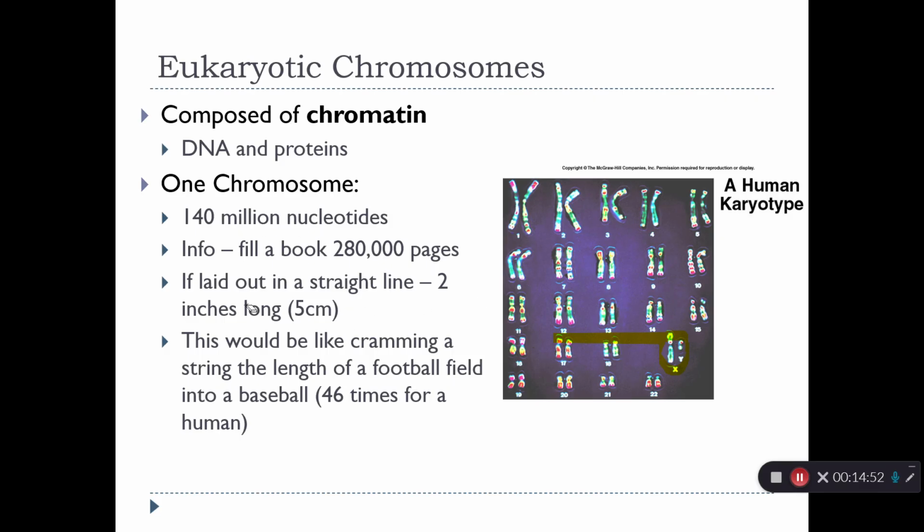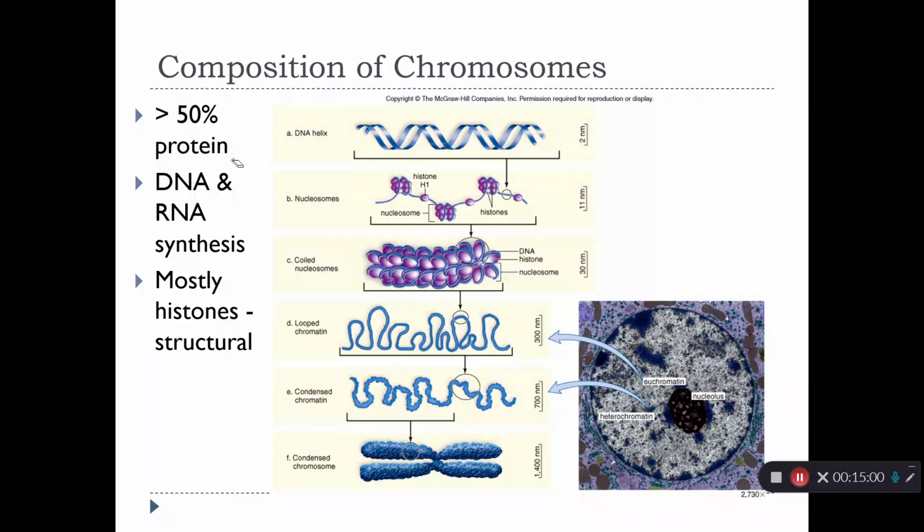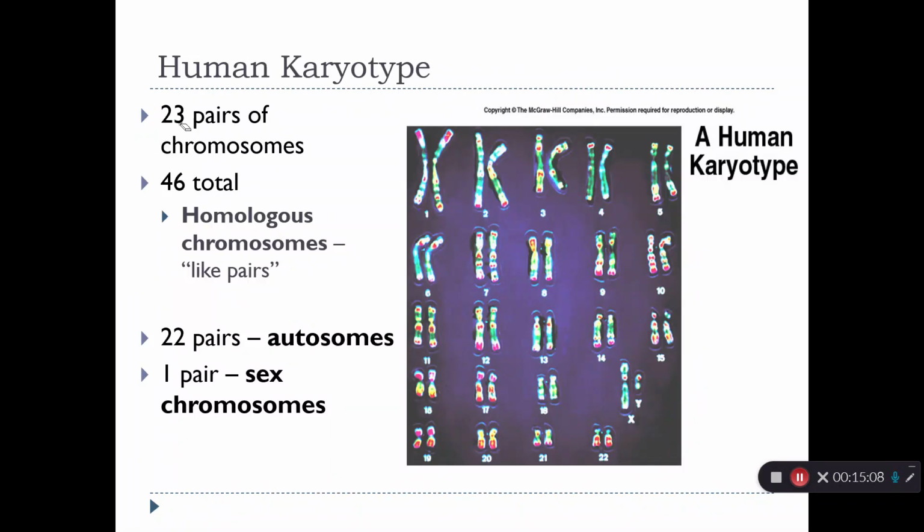So highlight or underline somewhere: there are 23 pairs of chromosomes. And so this is where you can see how the DNA coils up into a tightly coiled chromosome. That happens during prophase.